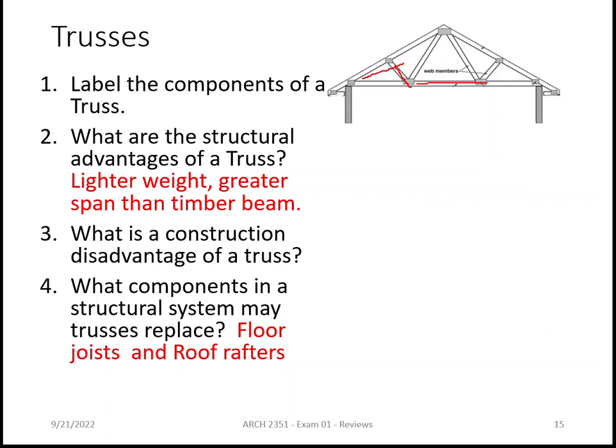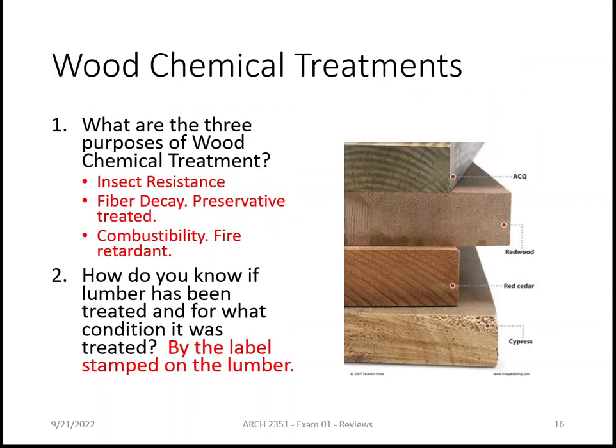Wood chemical treatments, you just need to know that there are 3 different types and kind of what they do: insect resistance, fiber decay, combustibility. The definition is pretty much in the word, right?